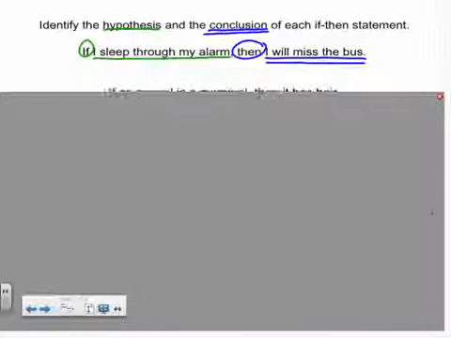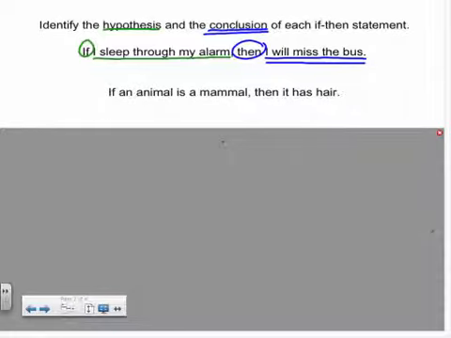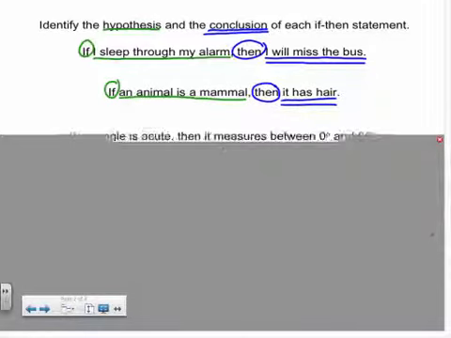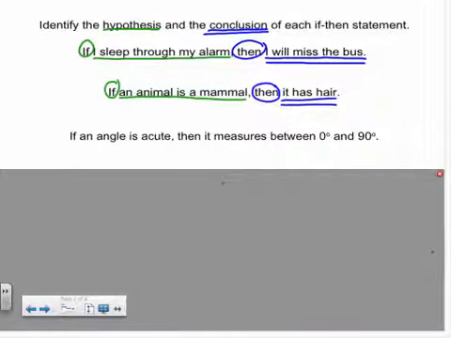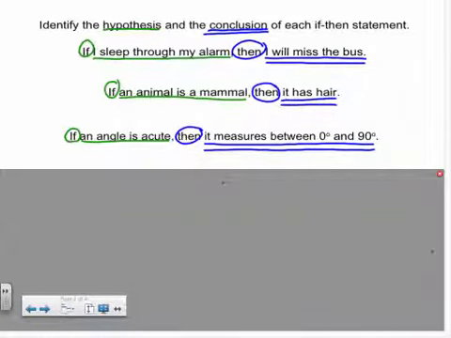Next example, if an animal is a mammal, then it has hair. So our hypothesis is "an animal is a mammal," and we're concluding with "it has hair." Finally, if an angle is acute, then it measures between 0 and 90 degrees. Here the hypothesis after the if is "an angle is acute," and the conclusion after the then is "it measures between 0 and 90 degrees."